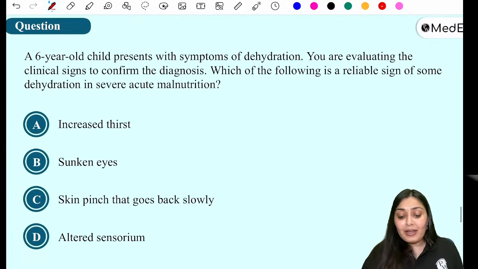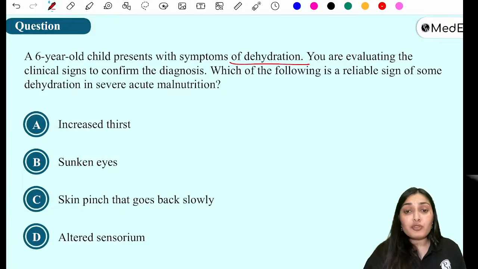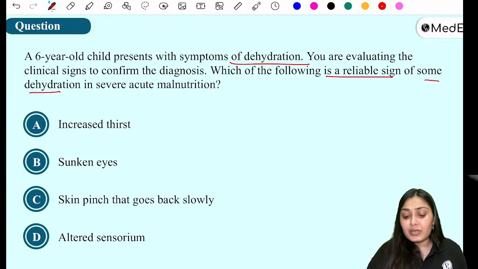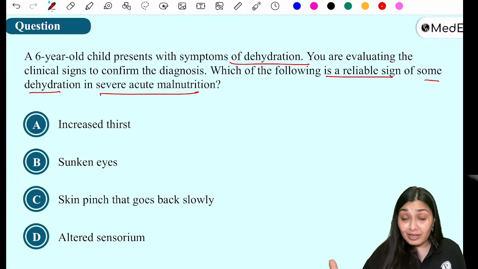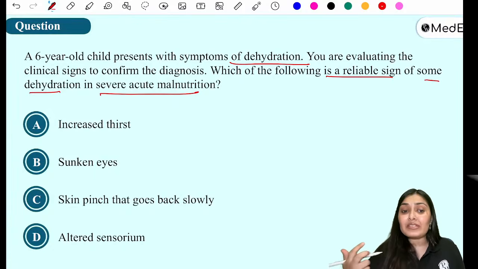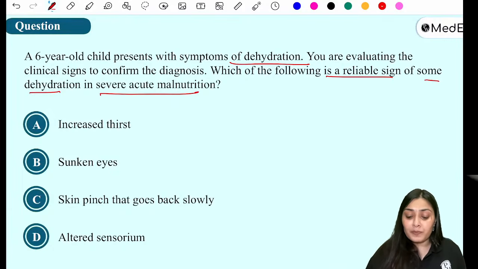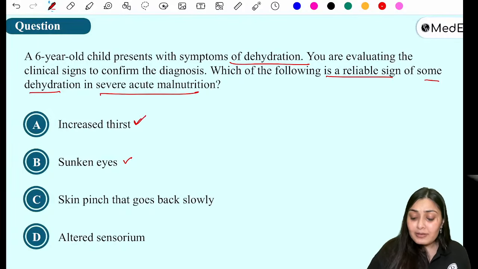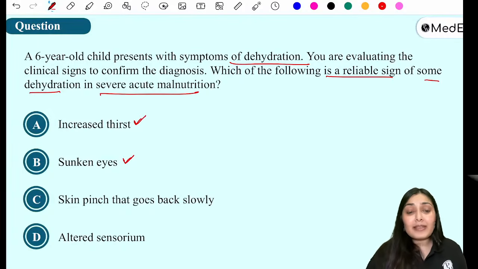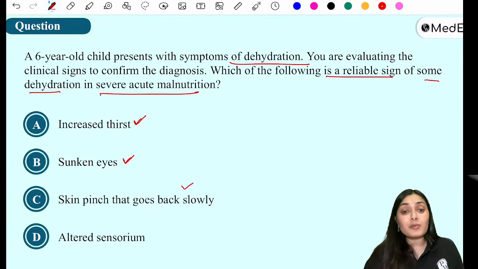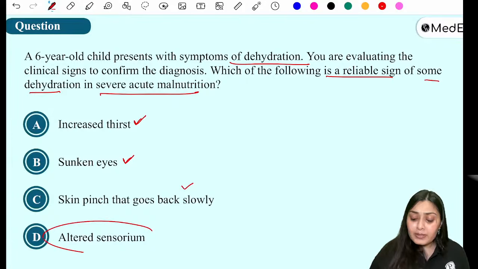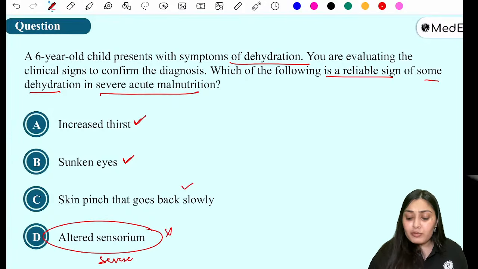This question said that this child had dehydration, and which of these would be a reliable sign for some dehydration in SAM? So I know what the signs of some dehydration are. There will be irritability, the child will have increased thirst, sunken eyes, and skin pinch going back slowly, in more than 2 seconds. So let's look at these options. Increased thirst is suggestive of some dehydration. Sunken eyes, some dehydration. Skin pinch that goes back slowly, again some dehydration. Altered sensorium is severe dehydration. So one option we have ruled out.